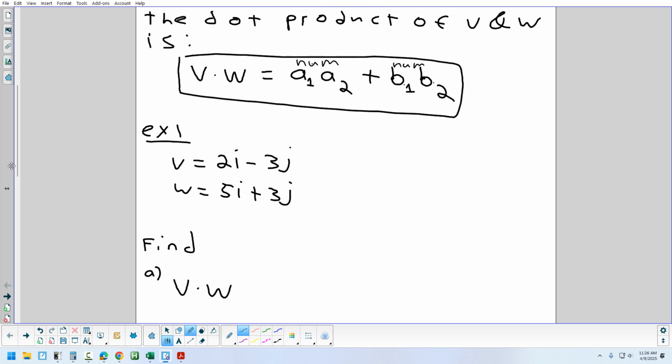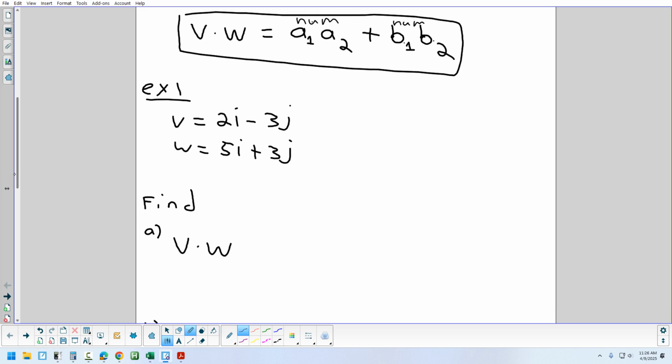Okay. So let's see if we can find the dot product between V and W. So the first thing I do is I set it up just like the formula up above. Just like that. And let's try to make sure we follow exactly the pattern we see in the formula when we do this problem. Okay. What would go in my first 2 sets of parentheses?